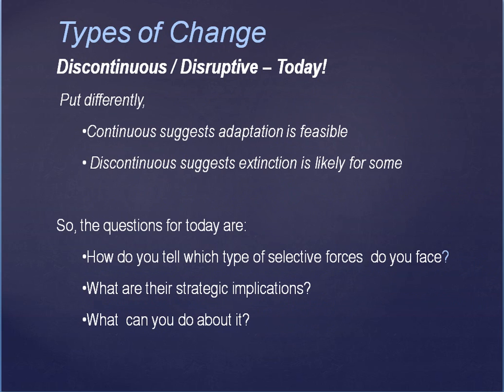So put differently, continuous models suggest continual adaptation by all is feasible. Discontinuous suggests that there are going to be winners and losers and likely extinction for some. So we're going to turn our attention now to the type of selection forces that exist, the implications of different types of change, and with the goal of always thinking about what you, as a strategist, can do about it.